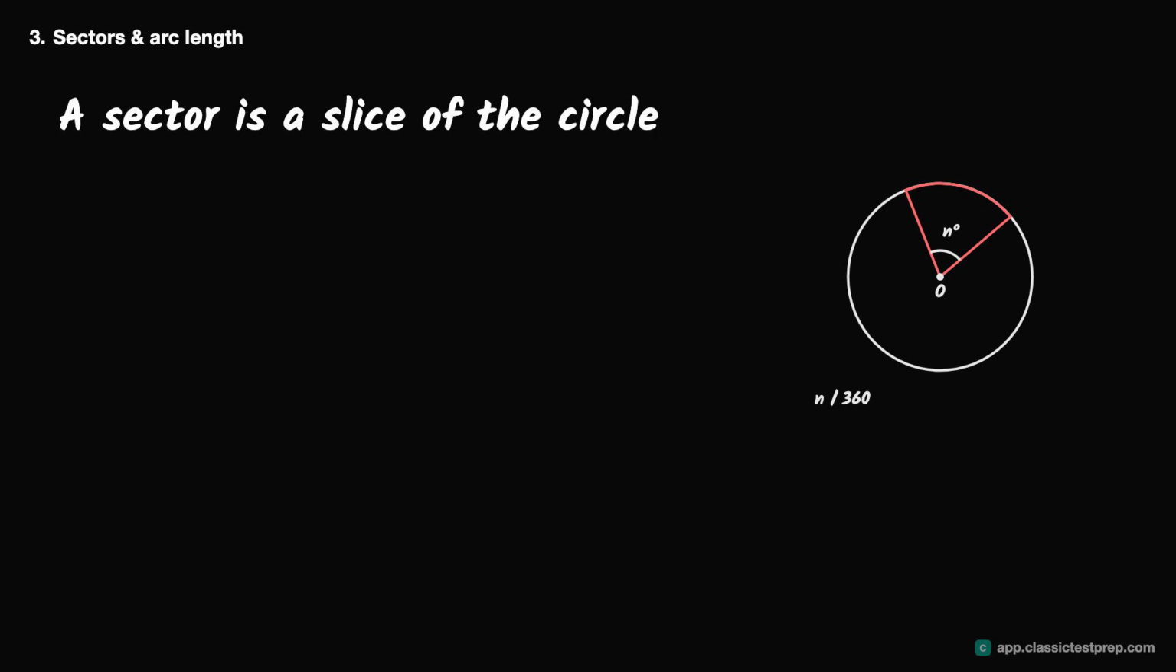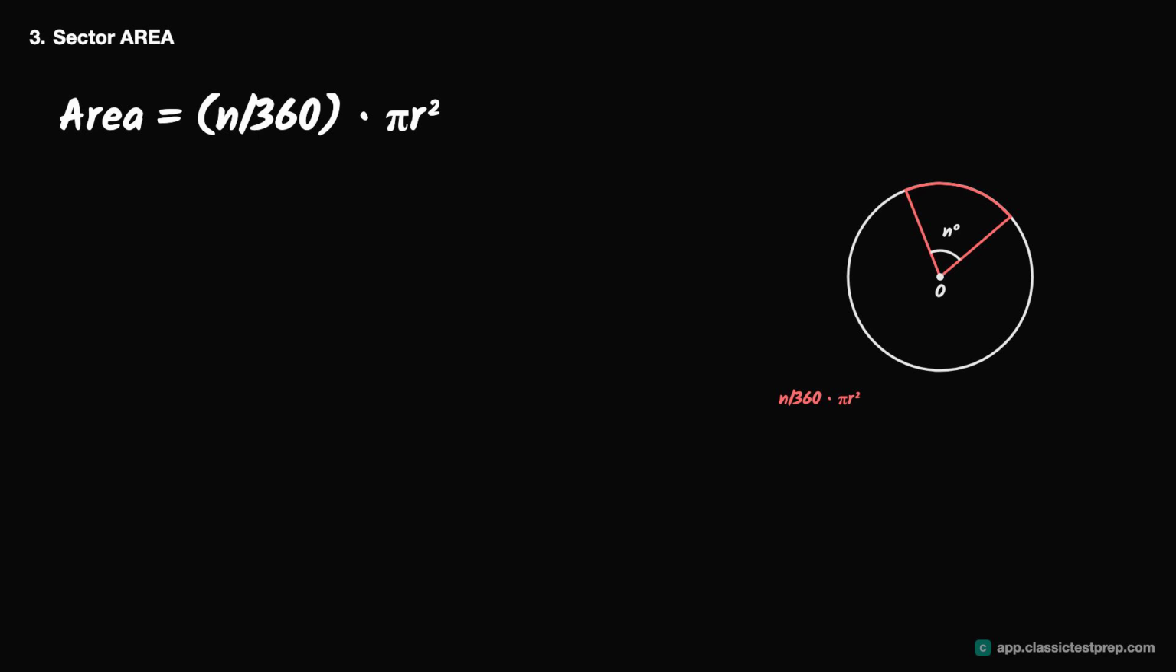A sector, a pizza slice, if you will, of a circle with a central angle of n degrees, is n over 360 of the entire circle. To get its area, we take that fraction times the full area of the circle. The full area of the circle is pi r squared. So the sector area is n over 360, because there are 360 degrees in a circle, times pi r squared.